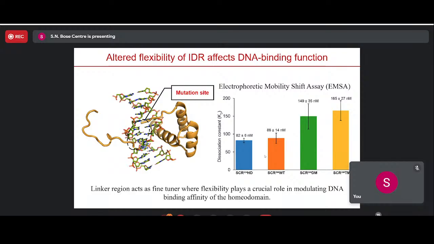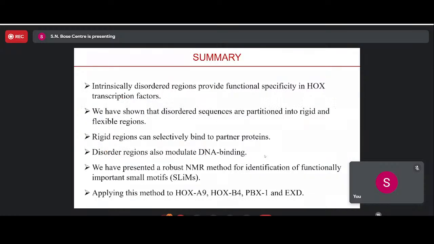So now what we are trying to figure out is why. This region obviously interacts with the DNA, and that is why the affinity is changing. We are trying to figure out what exactly is happening there. This is the summary of what we have seen so far: NMR dynamics can be used in a very robust manner to identify SLiMs. And we are now applying the same ideas to the human Hox proteins, which are important in leukemia.